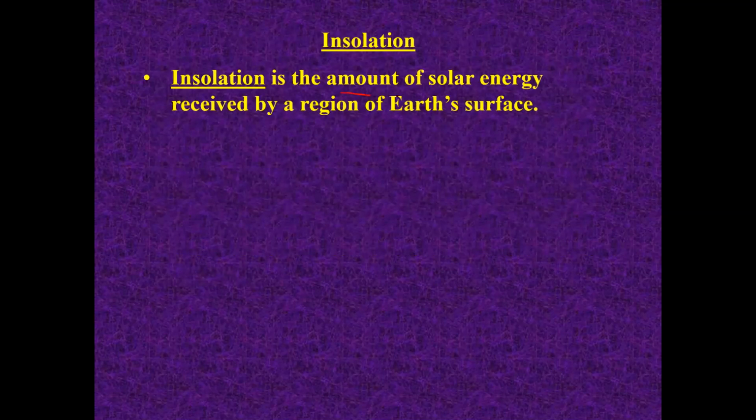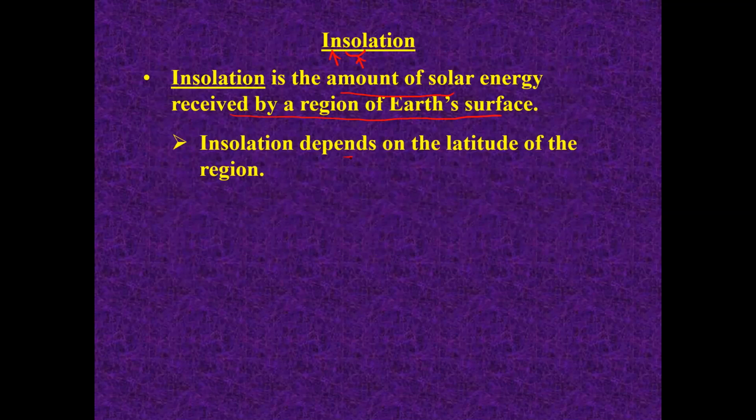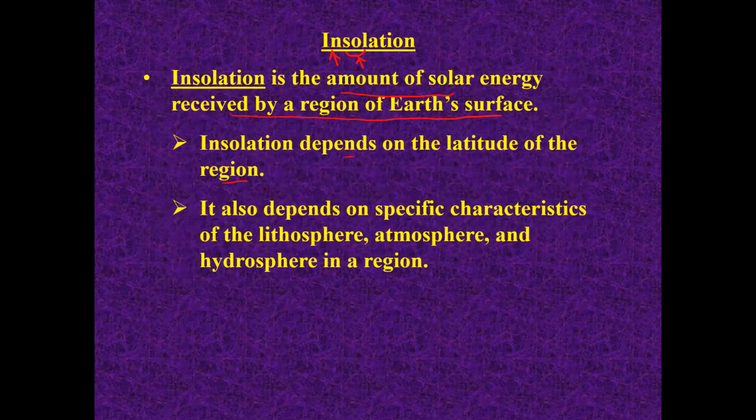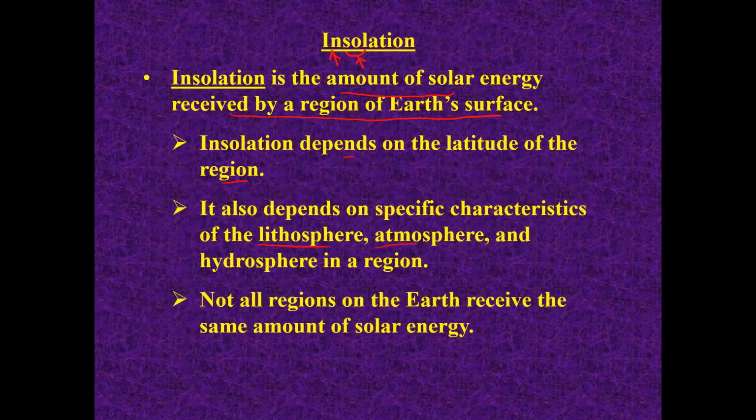Insolation is the amount of energy, solar energy, received by the Earth's surface. And the way you remember this is, sol is Spanish for sun. Insolation depends on the latitude of the region. It also depends on the specific characteristics of the lithosphere, atmosphere, and hydrosphere. Not all regions of the Earth receive the same amount of solar energy.